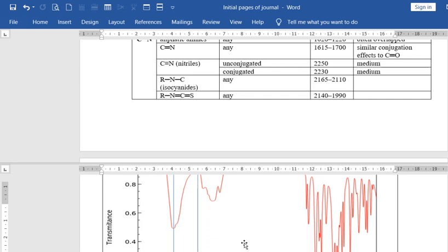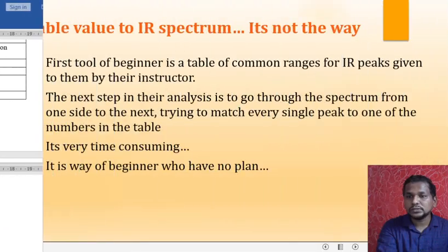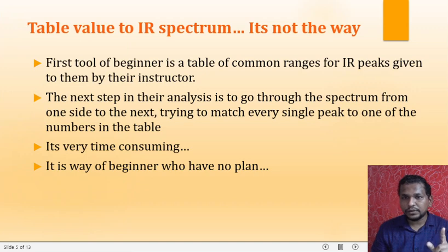So don't take the table values first. It is not the way I want to tell. First of all, you have to observe the IR spectra, whatever spectra is given, and only then go for the reference values. Do you understand? First of all, what do we have to do? We have to refer to the IR spectra.